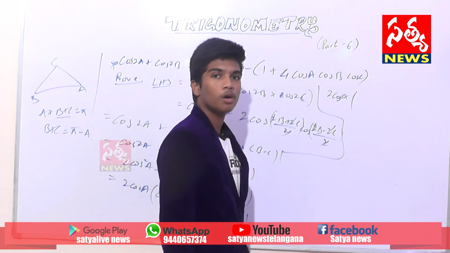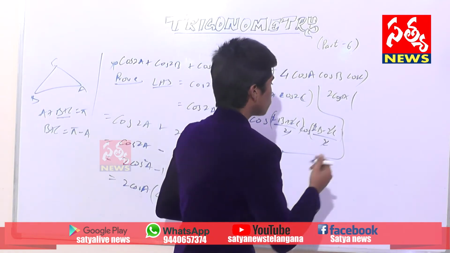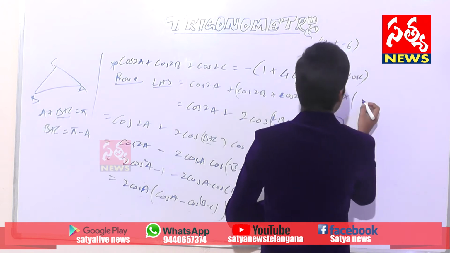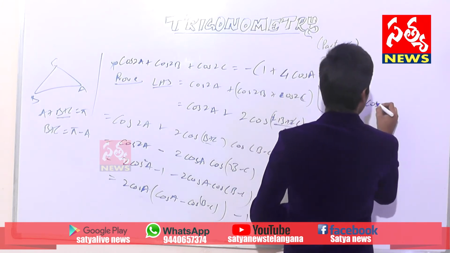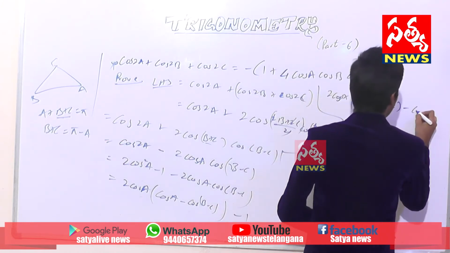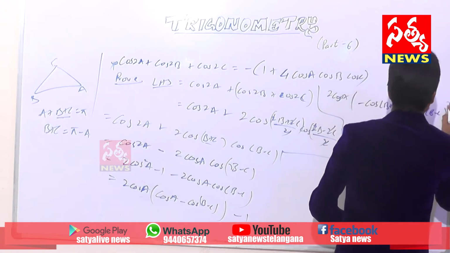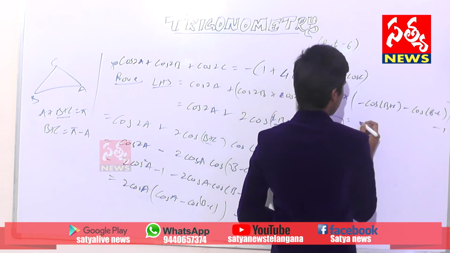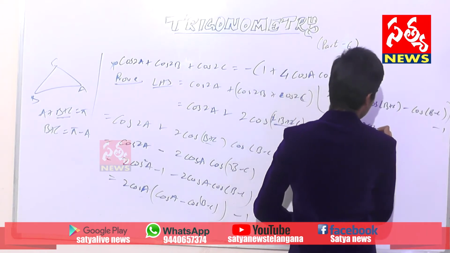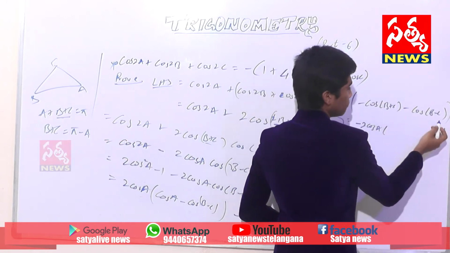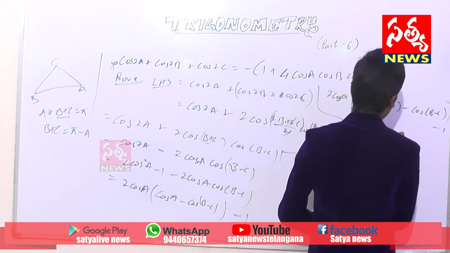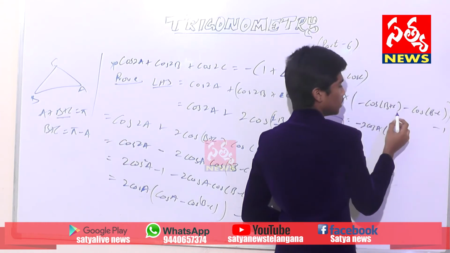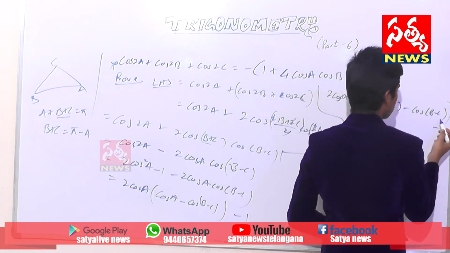So in the second quadrant cos is negative, so we get minus cos of b plus c, minus cos of b minus c, and minus 1. Taking minus common, minus 2 cos a, cos c plus cos d. 2 cos, c means b plus c, d means b minus c.